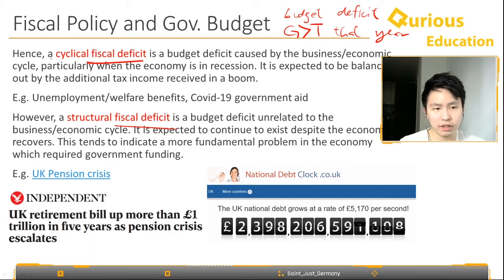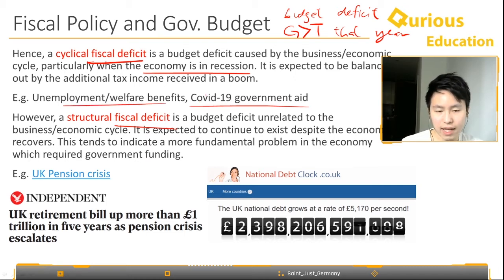So if we've got a cyclical fiscal deficit, this is when the economy is in a recession, and therefore the government needs to spend more to stimulate the economy. So in the short term, this is more manageable and more okay, because when the economy gets better, we should be able to take in more taxes and fill the gap of spending that we're doing. So some types of shocks here, or COVID, things like that.